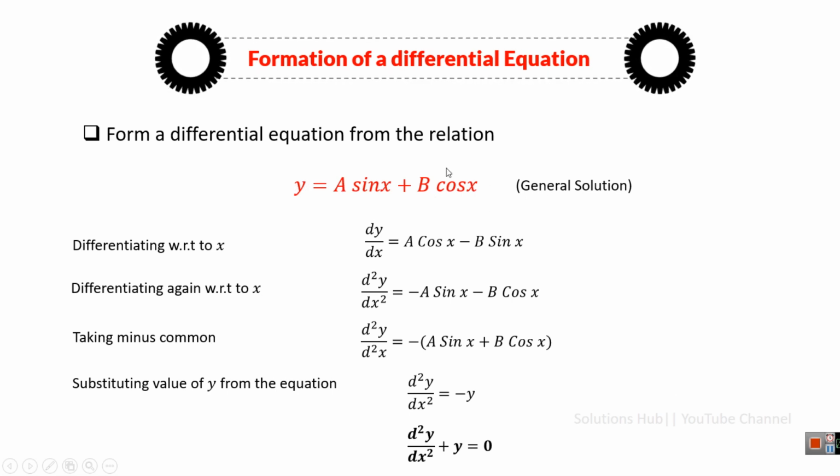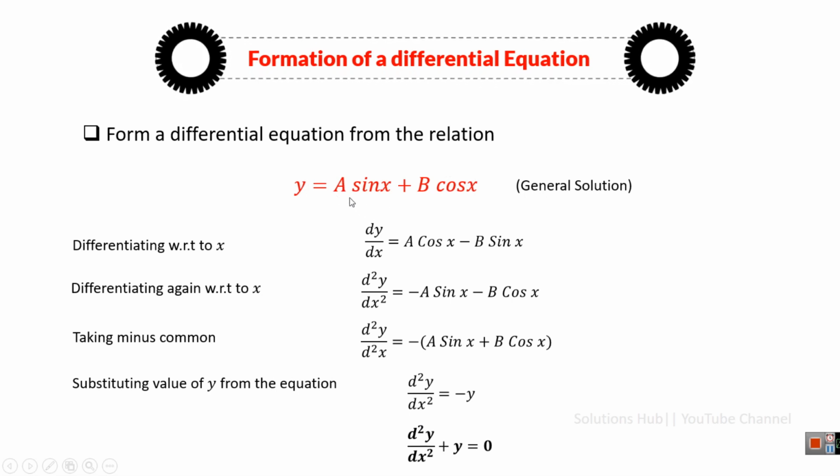So in differential equations, that particular relation that is free from any derivatives is called a general solution, and this general solution will satisfy its differential equation. That means if you substitute y is equal to a sin x plus b cos x in that particular differential equation, it will satisfy that differential equation. So these are the important points that I have told, and I think you are clear with how you can form a differential equation from a given relation.